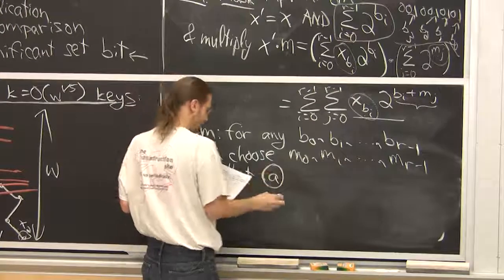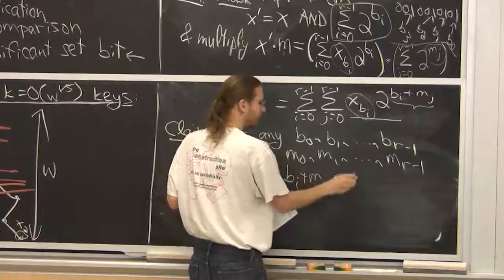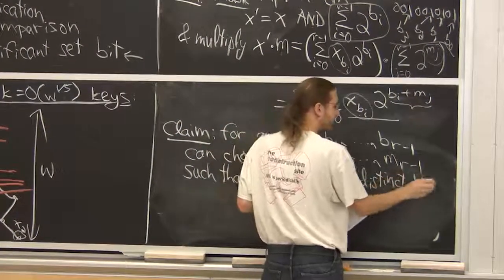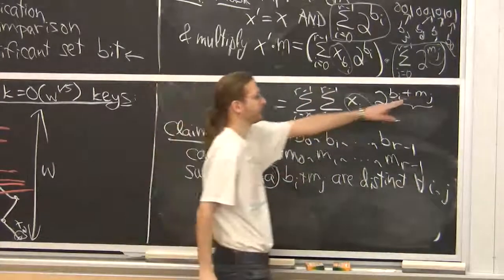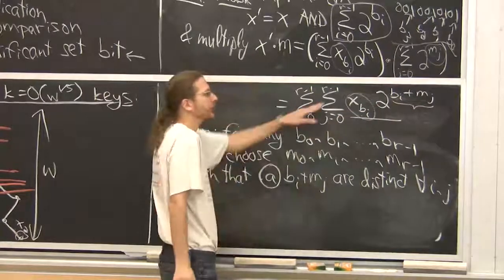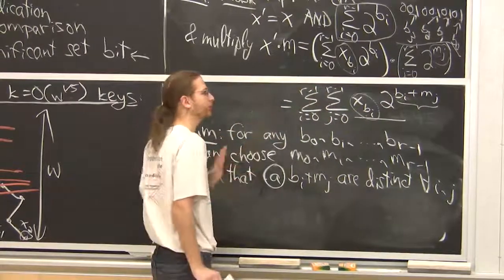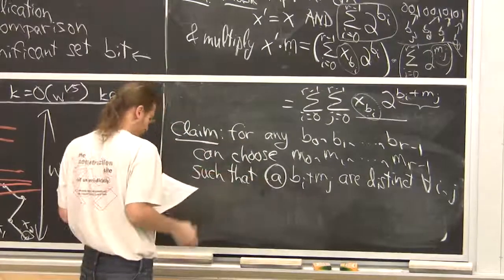First one is that bi plus mj are distinct for all i and j. So that was that these bits don't collide with each other. So there's no actual summation here. These sums could then be replaced by ORs, which makes it very easy to keep track of where the bits are going if we can achieve this property.